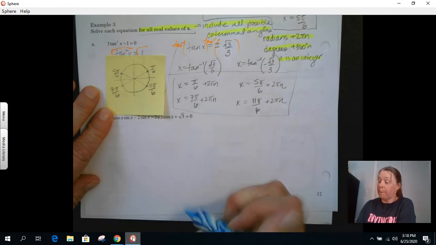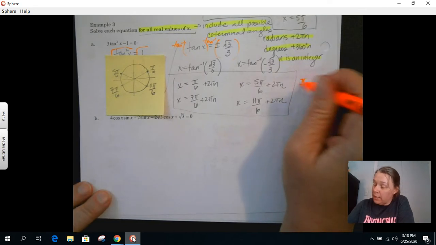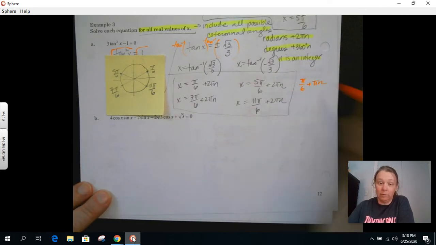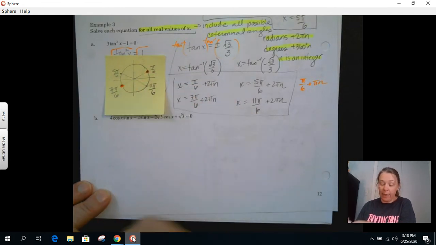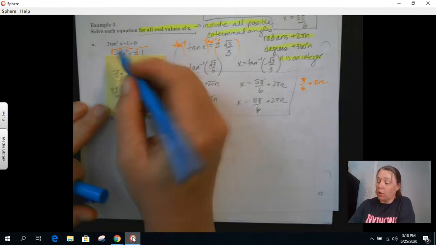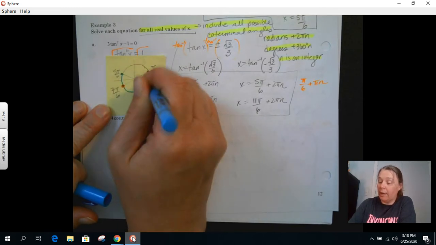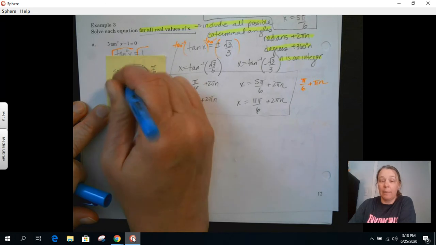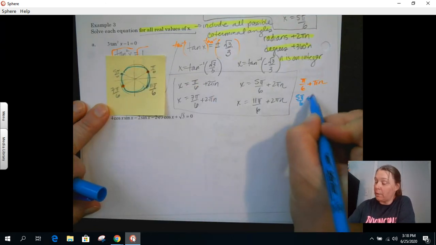So another way that I could write this answer is I could write pi over 6 plus just pi n. And that would get me all of these solutions that are coterminal to these. And then to get all the coterminal angles to these, I could just start with the 5 pi over 6 and say, okay, I'm going to add pi and then add pi and add pi and add pi and add pi. And that would get me all of those. So then I could have 5 pi over 6 plus pi n.